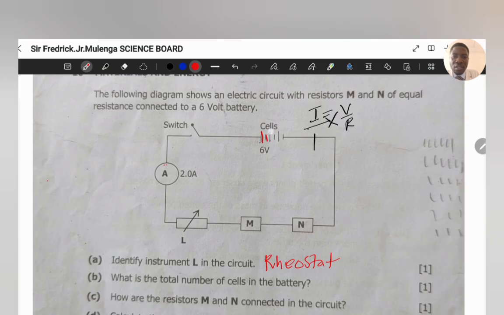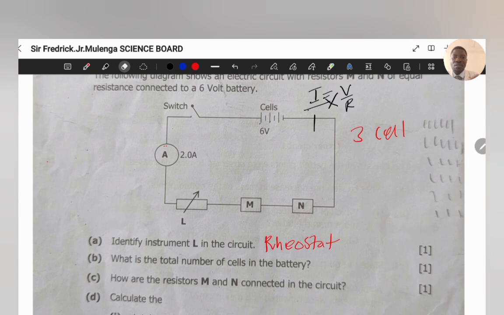That's 1, another one, and that one, 2, that one, and that one, 3. So we have 3 cells in our circuit. Okay, so that's how we count. You just count the longer vertical line and the small one, all of them.